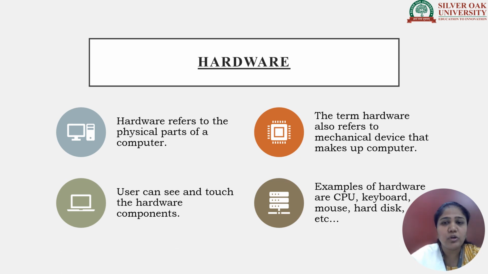For example, if I am talking about the CPU, yes, I can touch it, I can have it, this is nothing but hardware. A keyboard, I use it. For example, the mouse, again, this is nothing but hardware. So hardware are the physical parts of the computer system. It also refers to the mechanical devices that make up the computer system. When we talk about the computer system, the main things that are part of it are the monitor, CPU, keyboard, mouse, etc. So obviously these are nothing but the mechanical parts. They all come together and make the computer system. So these all are known as hardware. The user can see and touch the hardware components. So that is nothing but the hardware.